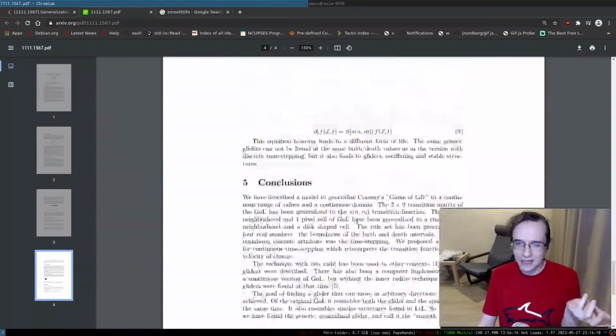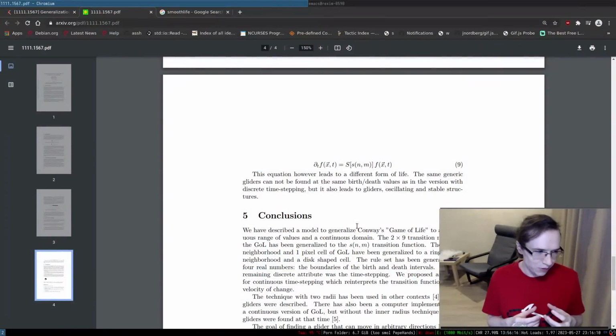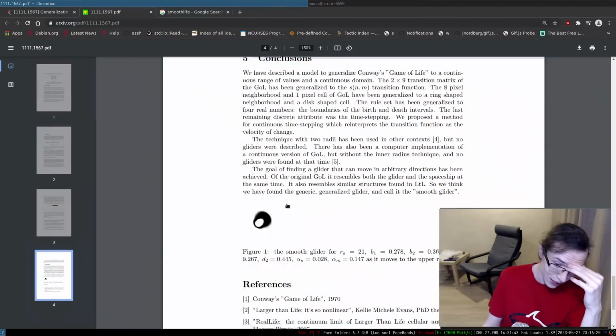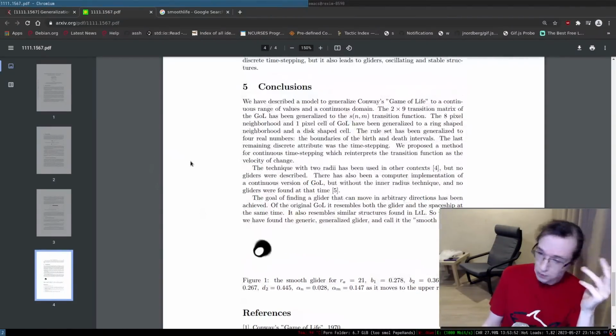It's not like Conway's game of life, where you can have a description in a paragraph, and that's enough for you to implement it. Here you need to understand what is going on. And that's why not that many people actually implement this thing.